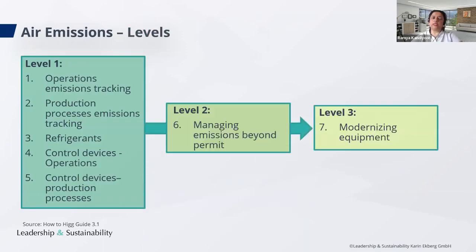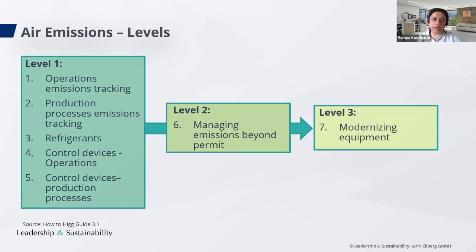And let's take a look at the different levels in the air emissions section. So you have a total of 7 questions in the air emissions section. Level 1 is very heavily populated. You can see here that you have 5 questions in level 1. Level 2 is where you are asking questions just beyond your legal requirements. That's managing your emissions beyond permit. And level 3 is where you are looking at modernizing equipment, where you are looking at questions on how you would be able to take your facility from the current level to a much, much higher level. So that is your level 3 question. And level 1 is all of your operations and tracking, which is being done here.